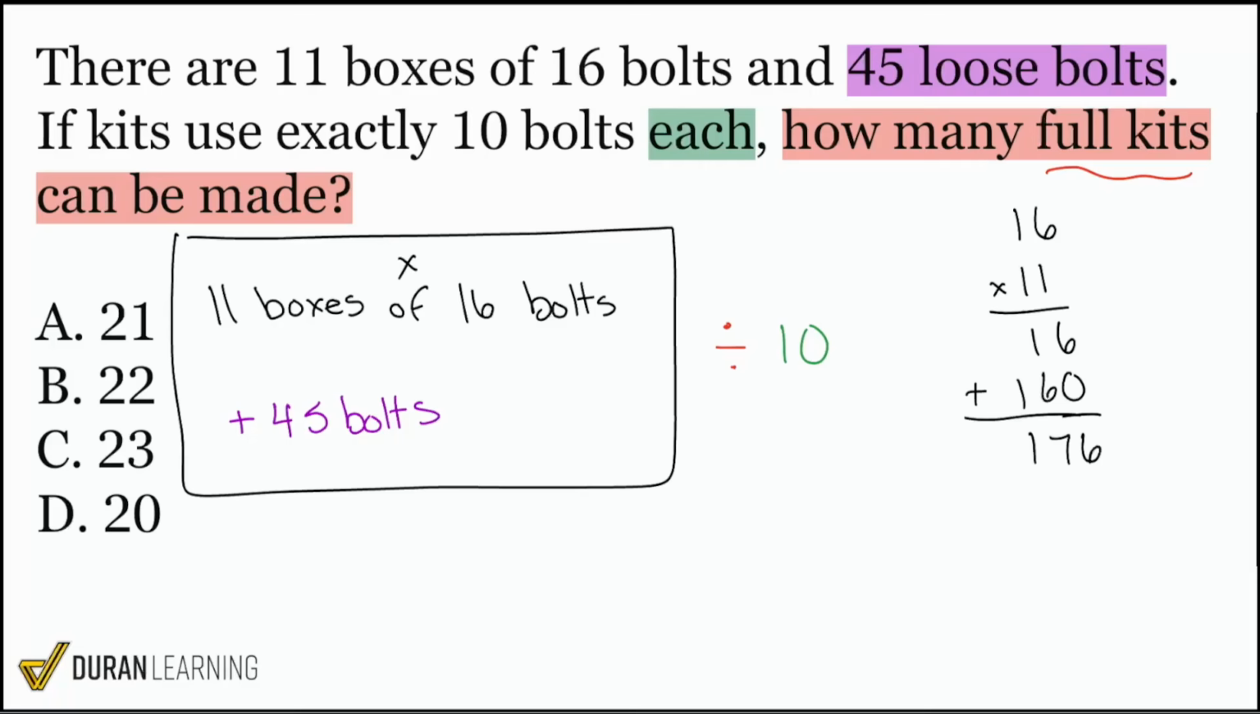And now the next step is we have to remember the 45 bolts. So we'll add that along. So we'll take the 176. We'll add on top of it the 45. And from there, here we go. 6 plus 5, that's going to give us 11. 7 plus 4, that's going to give us 11 as well. Carry the 1, and that's 12. And then we have 1 plus 1, and that's going to be 2. So here we have 221. So again, all of this here was 221. And what did we say we would do at the end here?